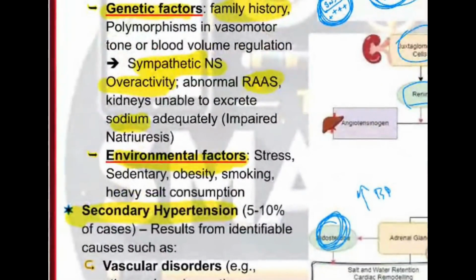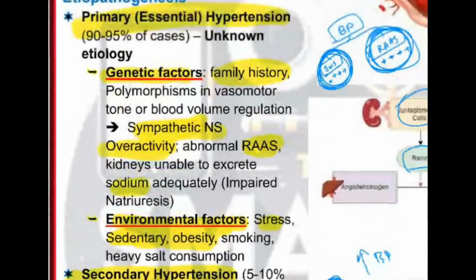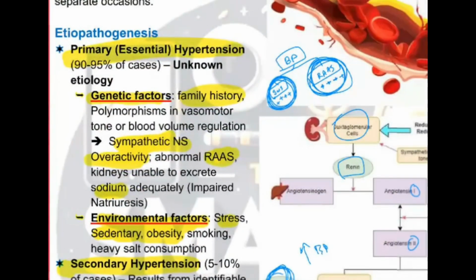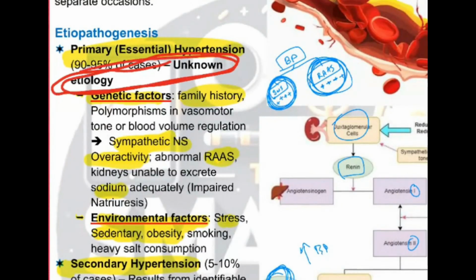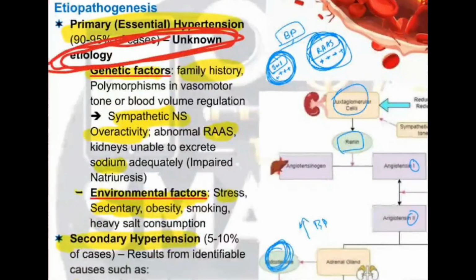There are also environmental triggers: stress, sedentary lifestyle, obesity, smoking, heavy salt consumption. Already salt is there in the body, sodium is not getting excreted, and they will consume more salt, leading to primary essential hypertension. So in essential hypertension, we don't know perfectly which factor. That's why we say unknown etiology. But these are the factors.